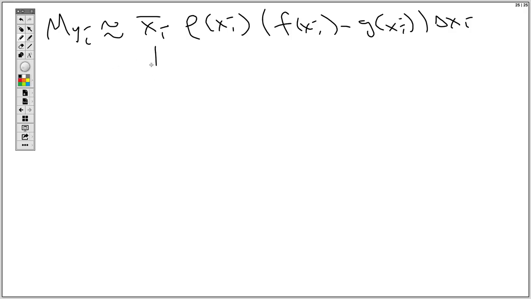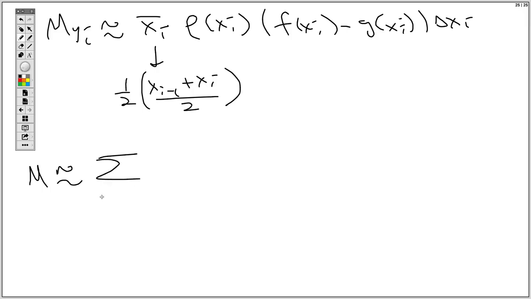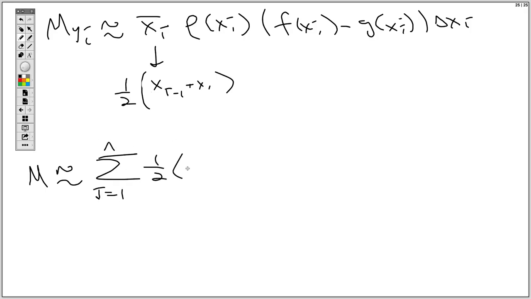And then I'll just put in what this is equal to. This is 1/2 x sub i minus 1 plus x sub i. So then my total moment would be approximately equal to the sum of all these things. This is where we've got it using our approximations and machinations here.